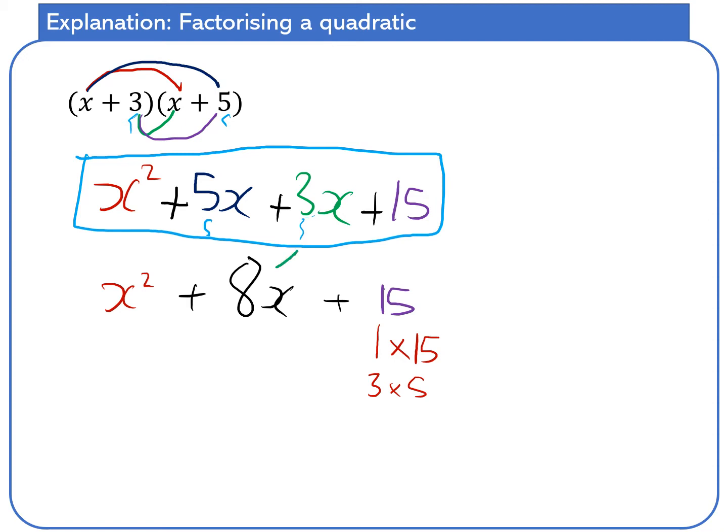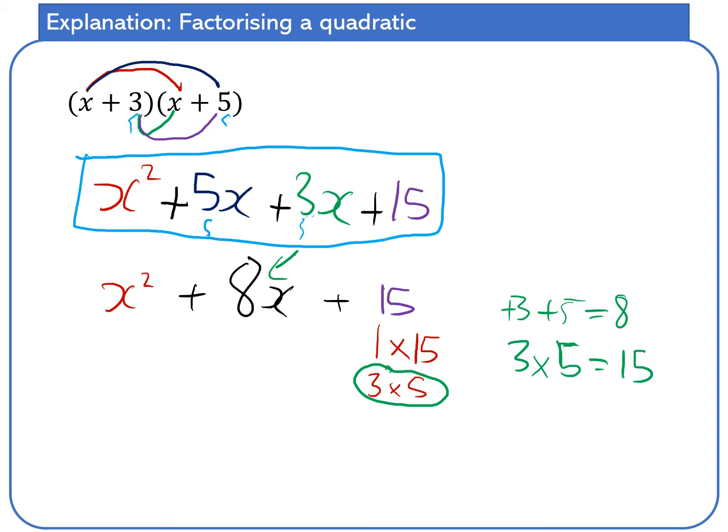Now what can I put together to make 8? That's 3 and 5. So I've got 3 plus 5 equals 8. And 3 times 5 equals 15. And that's what I need to do with my pair of numbers. My pair of numbers both have to multiply to this 15 and have to add together or be put together to make the 8.